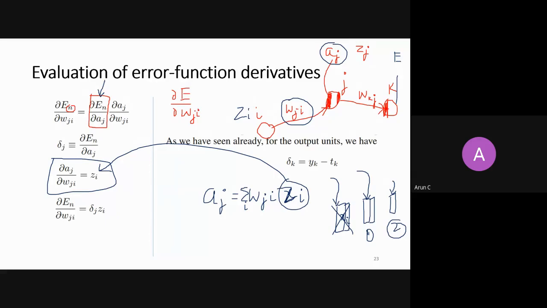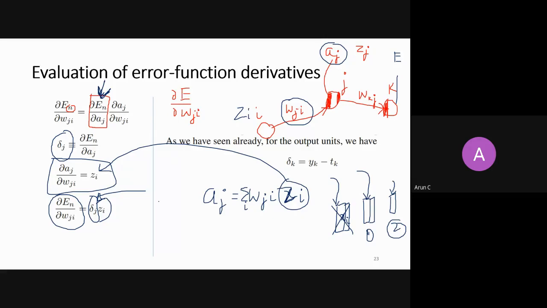So now I told you that we will somehow say that we know this derivative, and we are representing this derivative by delta j, right? So by chain rule, you multiply this delta j with zj, and you finally calculate the derivative of error with respect to wji. So here I will tell you how to calculate this delta j, right?